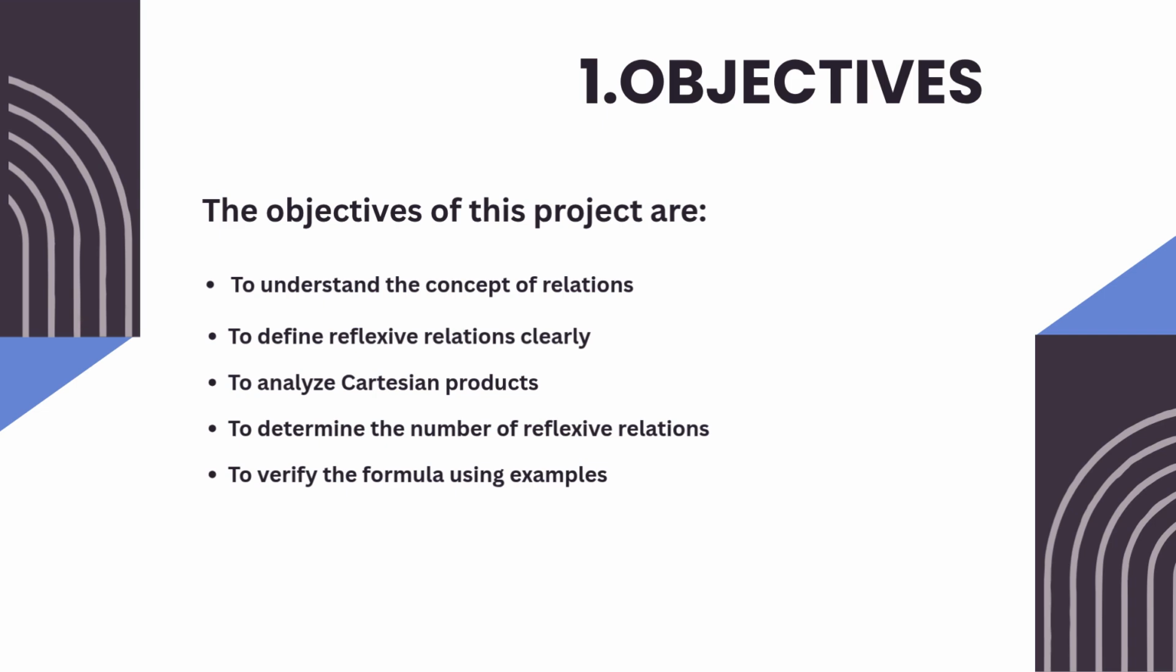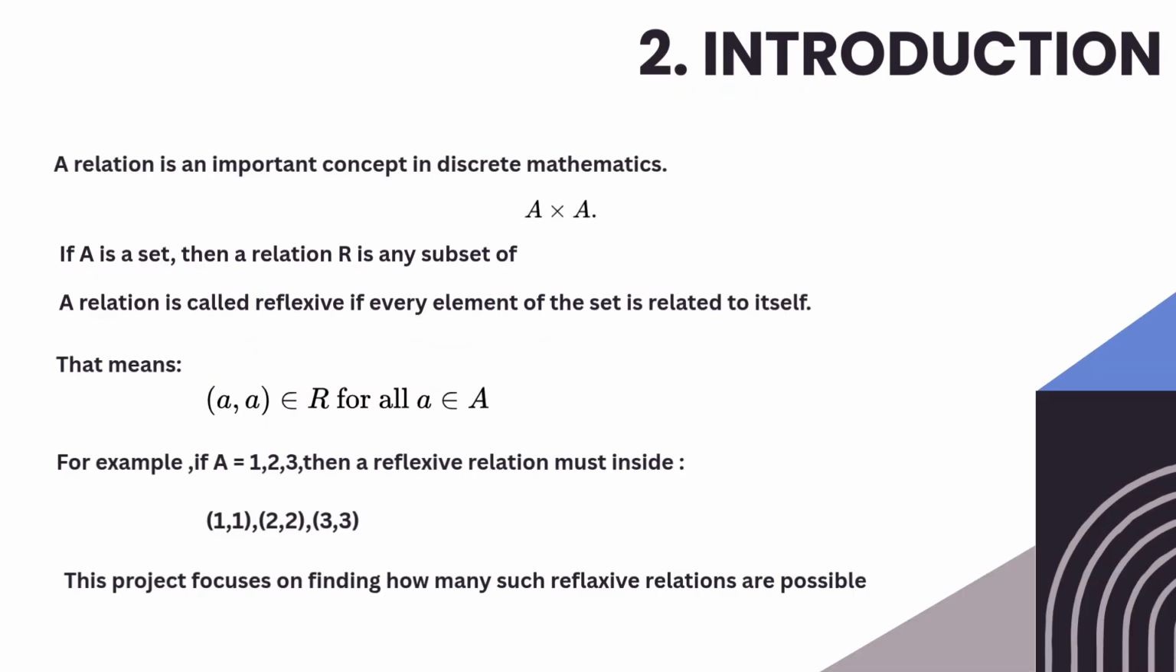Now I would like to move to the introduction part and concept in discrete mathematics. If A is a set, then a relation R is any subset of A cross A. Here A cross A means the Cartesian product of the set with itself. It contains all possible ordered pairs formed by the elements of the set.